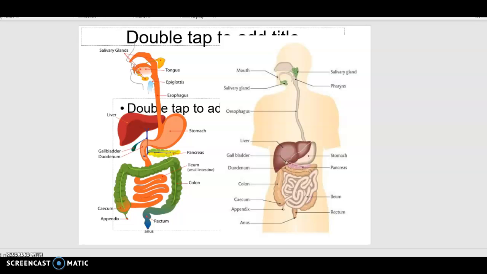From the duodenum it moves to this part, that is the ileum, and this part is the jejunum, which is connected with the cecum. Cecum is having an extended part which is known as the appendix. It is a useless vestigial organ. Cecum is connected with the colon and then rectum and finally anus. So these are different parts of the digestive system.